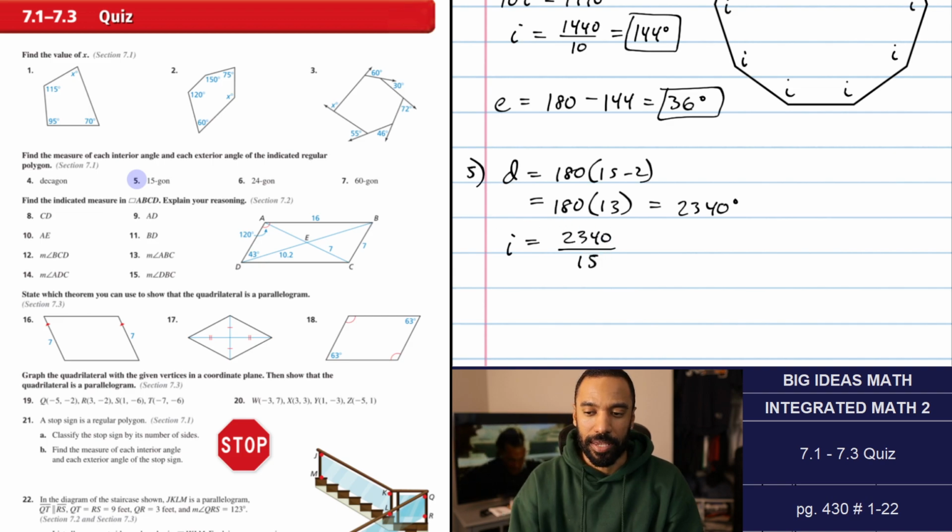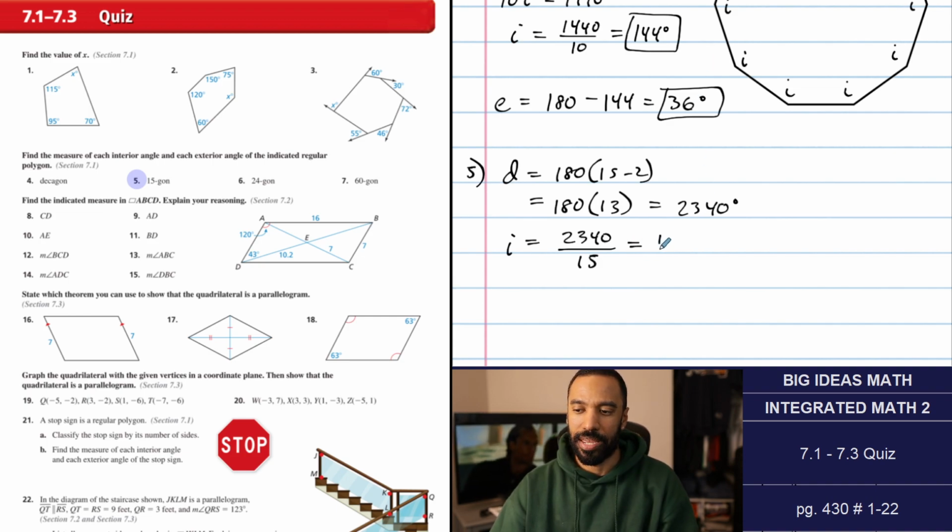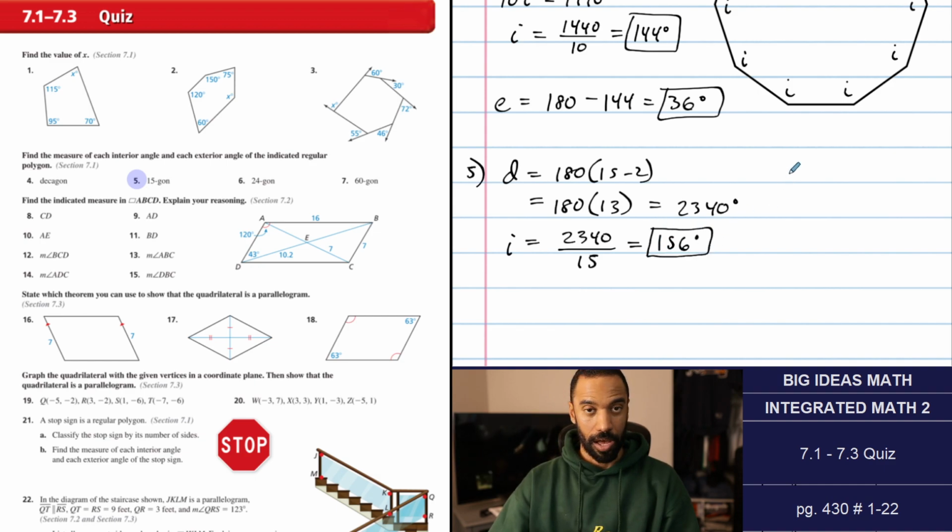angles, 15. Let me use my calculator for that one. I divide by that 15. And I'm getting 156. So 156 degrees exactly is the measure of each interior angle of that polygon.